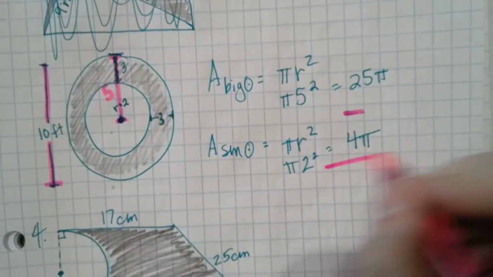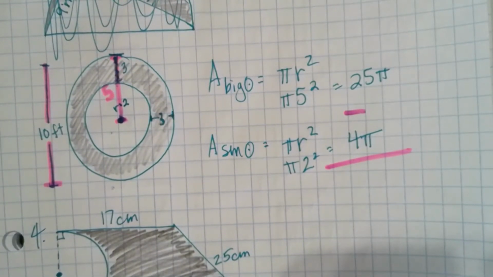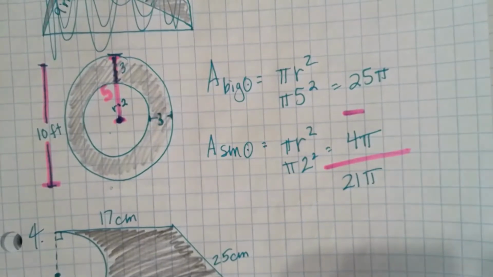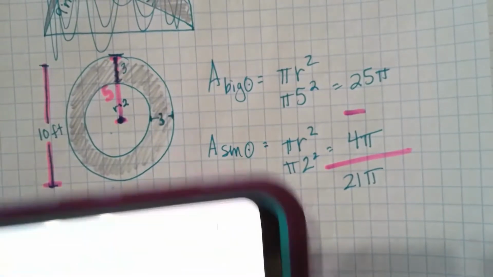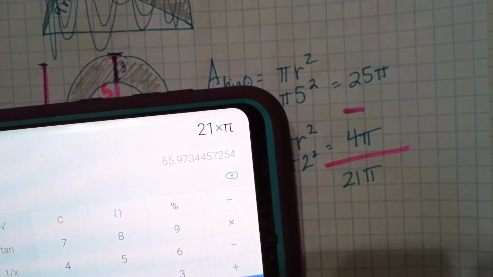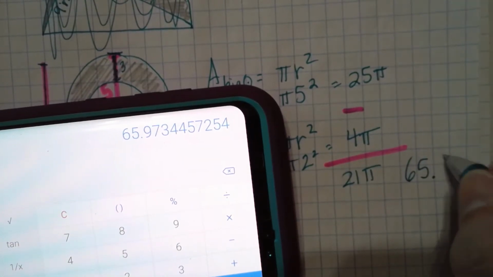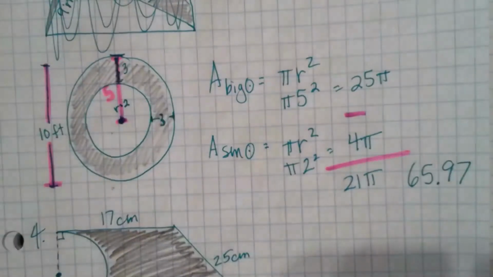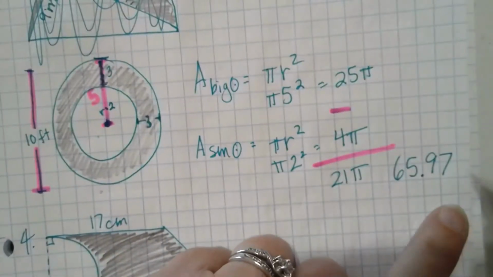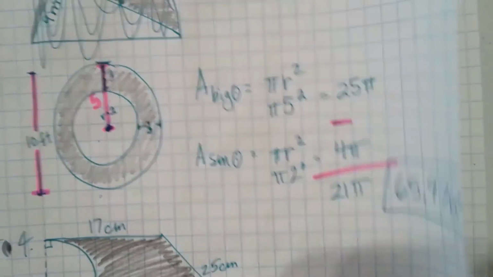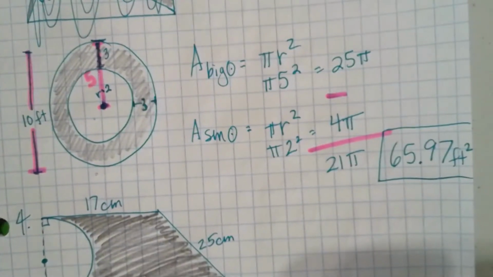We're going to subtract these. 25 pi take away 4 pi is really 21 pi, and you could technically leave your answer like that, but if we wanted to multiply it out, 21 times pi gives us 65.97 or 66.0, whatever you want to be specific about. Okay?